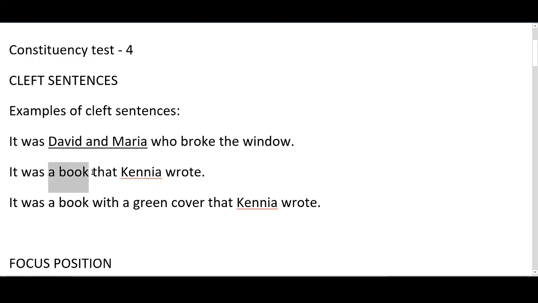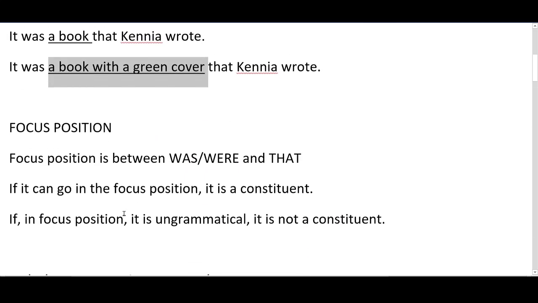It was a book that Kenya wrote. So, in that case, we could say that a book is a constituent because it can occupy it. It was a book with a green cover that Kenya wrote. So again, that's another example of a constituent.